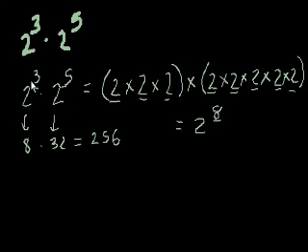And that makes sense because 2 to the third is 2 multiplying by itself 3 times. 2 to the fifth is 2 multiplying by itself 5 times. And then we're multiplying the two, so we're going to multiply 2 8 times. I hope I have achieved my goal of confusing you just now. Let's do another one.